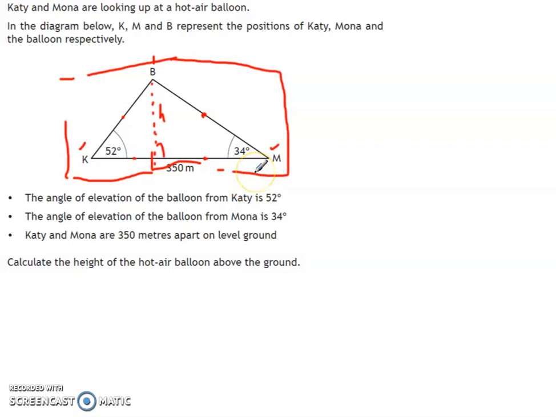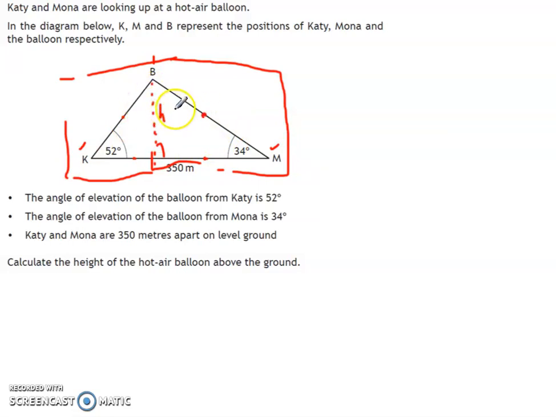Now, it doesn't matter which triangle you split it into. I could split it into Mona's one, I could split it into Katie's one. The bottom line is you should get the same answer for your height in each one. And I want to show that to you by splitting it up into both. So the first thing I need to do is calculate one of these sides. So I've got angles and I've got sides opposite them, so what I want to use is the sine rule.